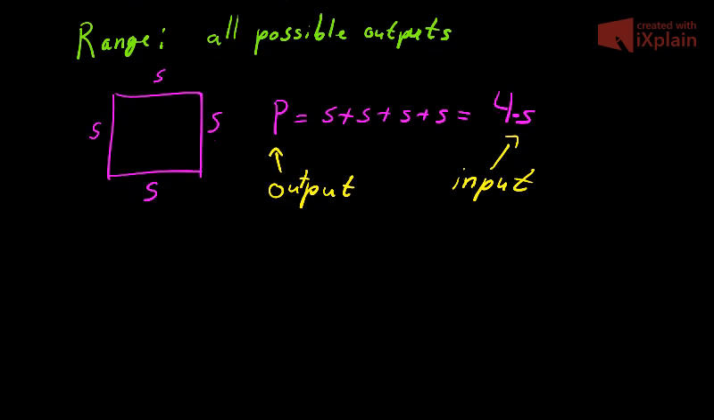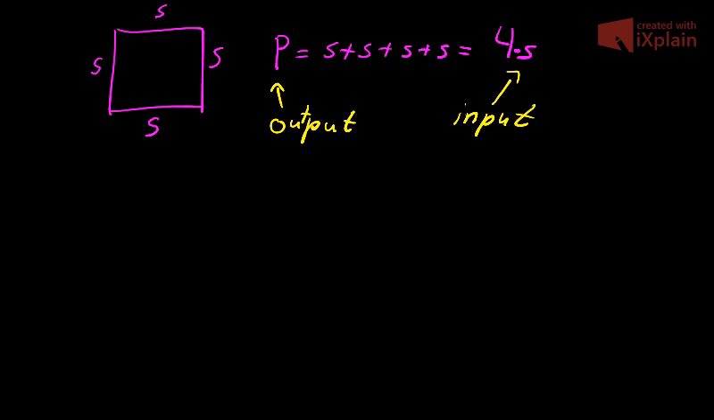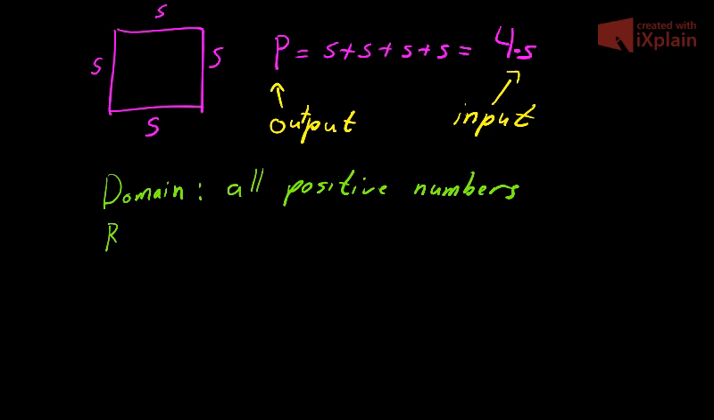So the first thing we want to look at is the domain and range. So the domain is going to be all possible inputs. And we can have a square that's any size we want, but it can't be negative. There's no such thing as a negative side of a square. So I'm going to say that my domain would be all positive numbers. And it's kind of easy to see that my range is also going to be all positive numbers because I cannot have a negative perimeter. That would be silly. So range is also all positive numbers.